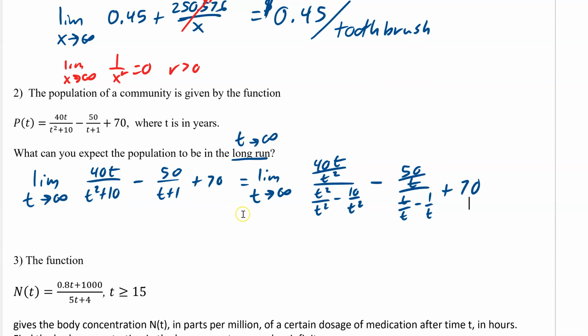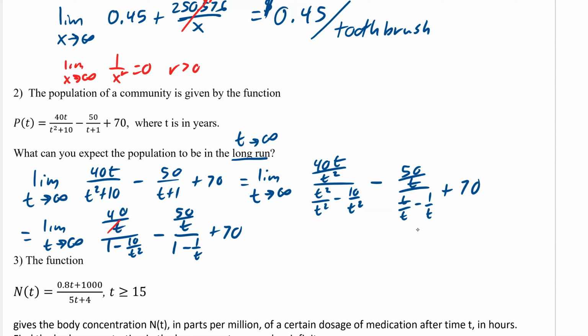And again, we always pick the bottom so that we end up with a number that is not 0 on the denominator. So this equals the limit as t approaches infinity of 40 over t, 1 minus 10 over t squared minus 50 over t, and then 1 minus 1 over t plus 70. And so now we can just say, oh, you go to 0, you go to 0, you go to 0, and you go to 0. And so what do we end up with? We're going to end up with 0 over 1, which is 0. And then 0 over 1, which is also 0, plus 70, which is just 70.